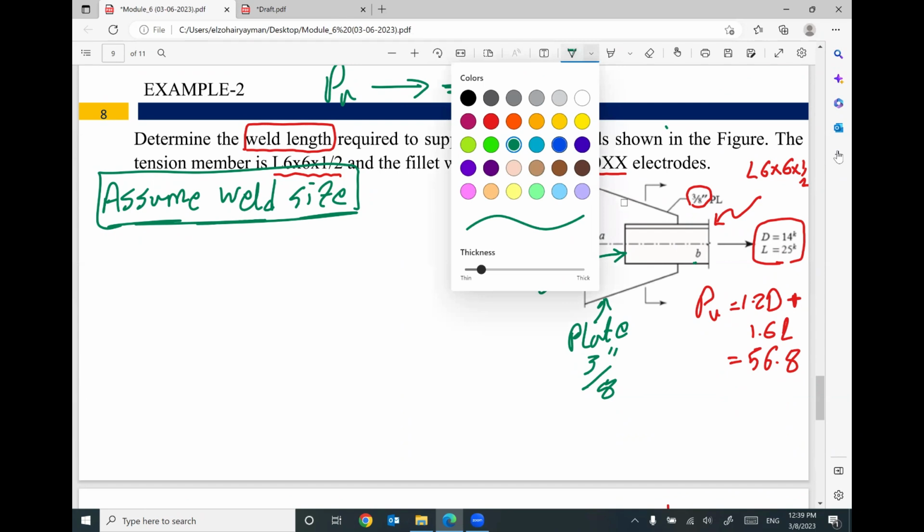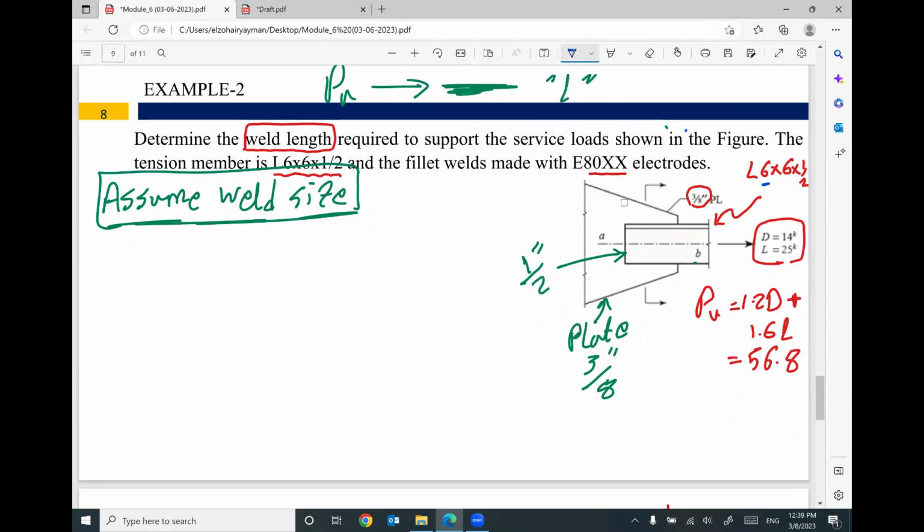It's not a good question, because in 6 by 6 by 1/2, the first 6 and the second 6 are the lengths of the legs of your angle. And 1/2 is the thickness of this leg. So this one has a thickness of 1/2, and the plate has a thickness of 3/8. Which one is thinner?